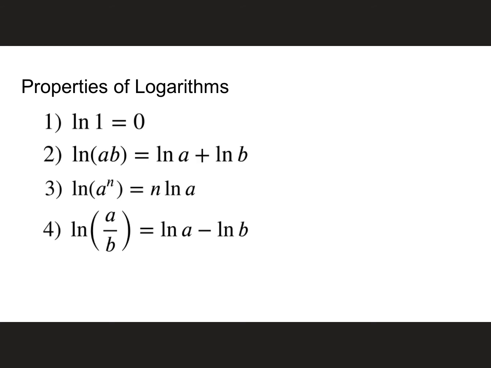Before we get into more problems with the chain rule, I want to remind you of a couple properties of logarithms because, spoiler alert, we're going to talk about the derivative of the natural log function, but we'll get to that. Here are the basic four properties that you have to remember when dealing with logarithms. First, the natural log of 1 is equal to 0. Let me remind you of why that is.